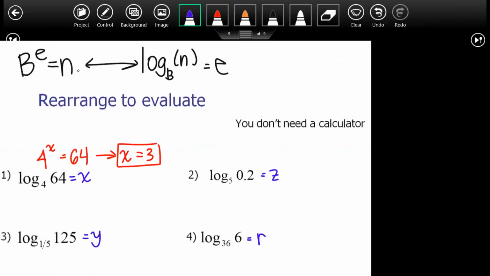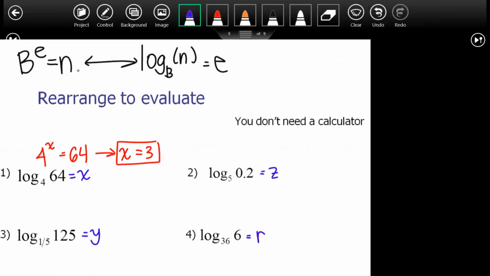Number 2, if we convert this one, this would be 5 to the z is equal to 0.2. Can I write 0.2 as a fraction? Well, how do I write 0.2 as a fraction? 2 over 10. 2 over 10 reduces down to 1/5. What would be z? Negative 1.